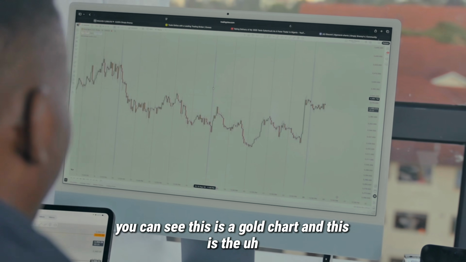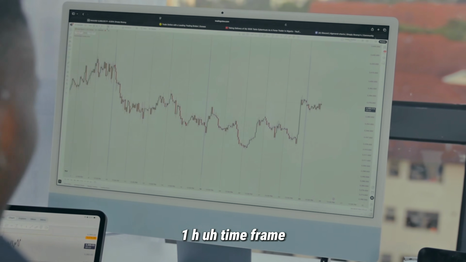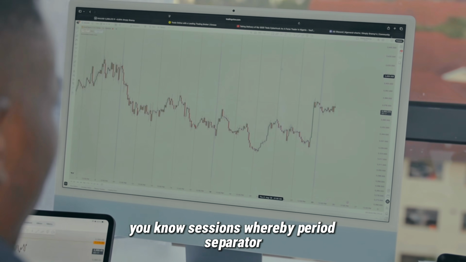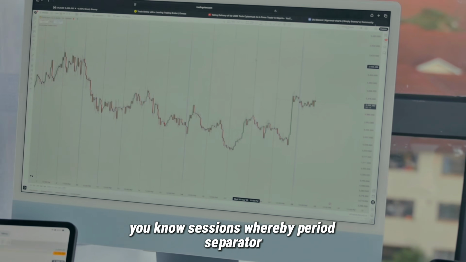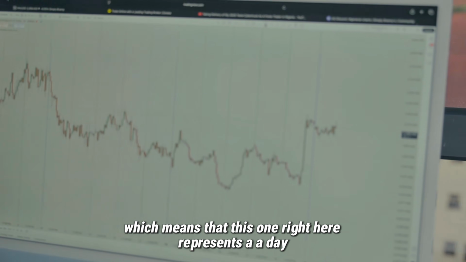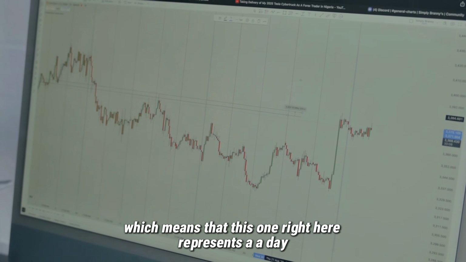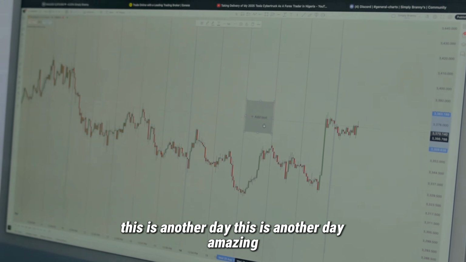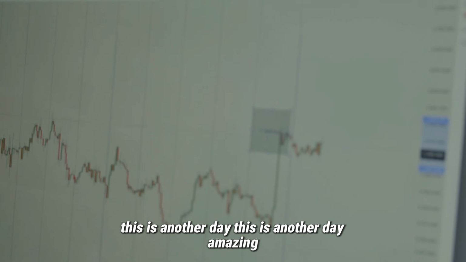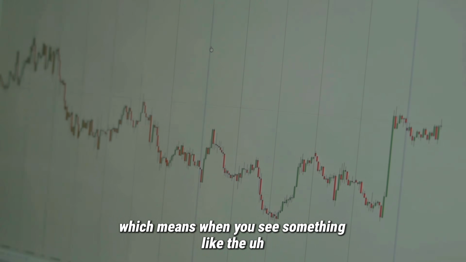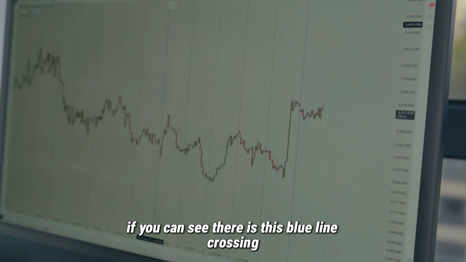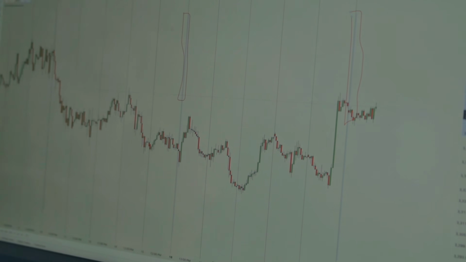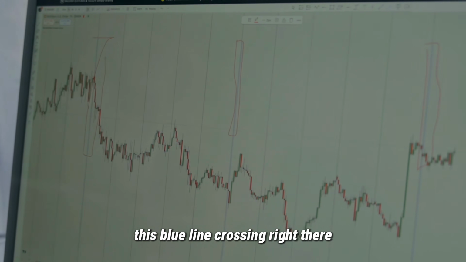First of all, you can see this is a gold chart and this is the 1H time frame. What you're seeing right here are sessions, the period separator. This is 1 day, which means this one right here represents a day. Let me show you something. This represents a day, this is another day, this is another day. Amazing. You can also see this blue line crossing here, this blue line crossing right here, and this blue line crossing right there.